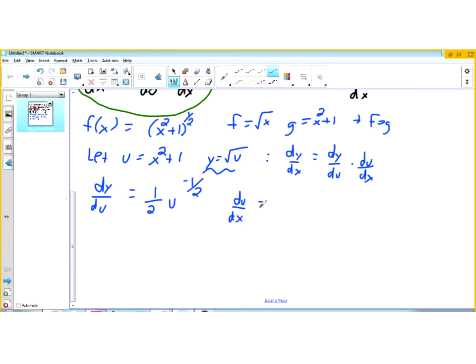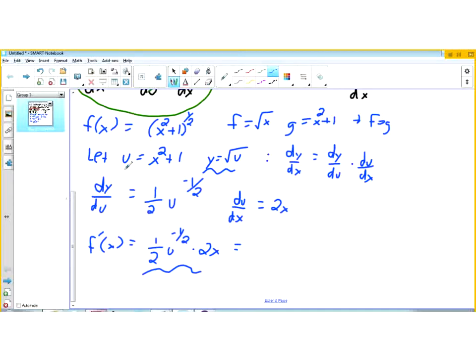So du over dx is equal to 2x. And now to get the complete derivative, we just multiply the two quantities together, and so we have f prime of x equals 1/2 u to the negative 1/2 times 2x.